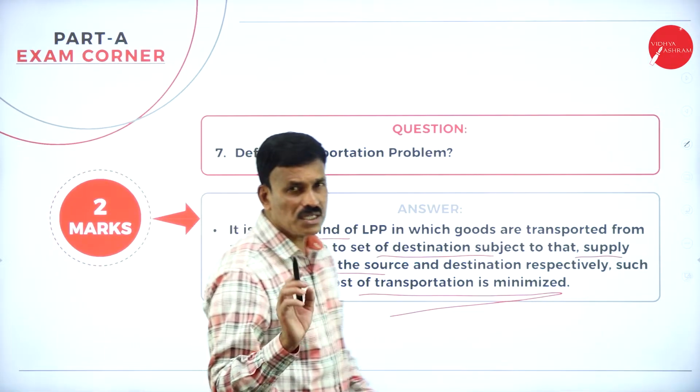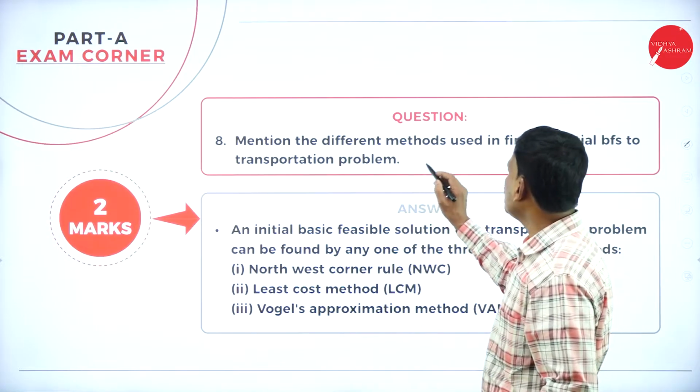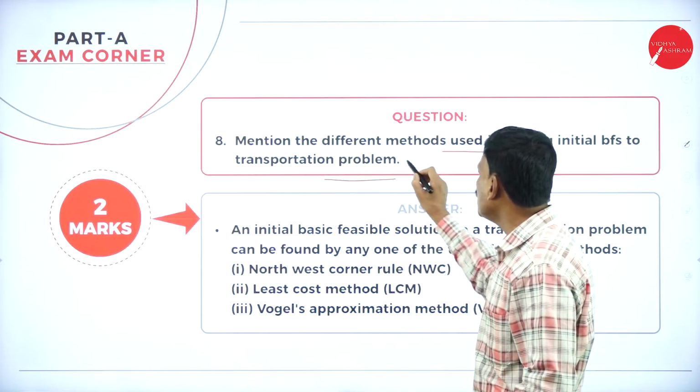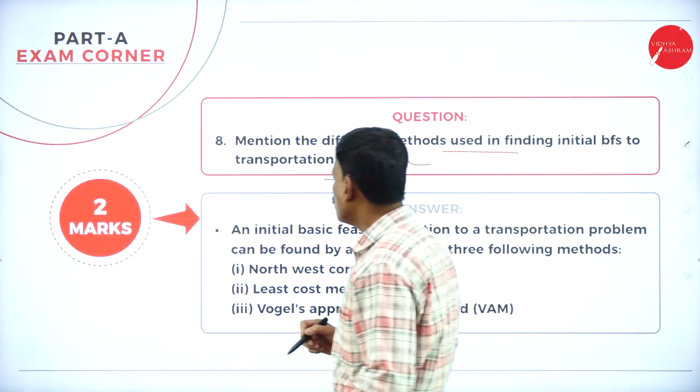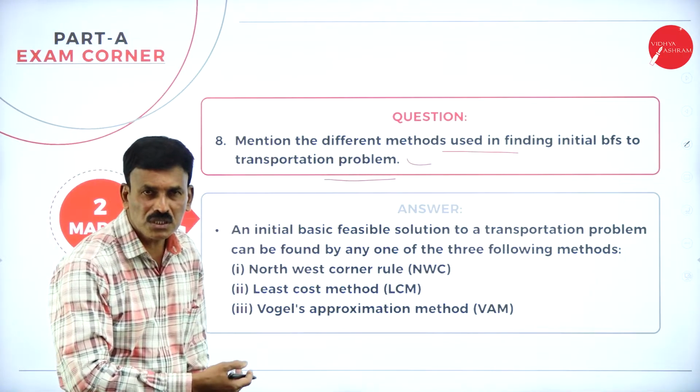Now let us come to the next question. What is question 8? Question number 8 is, mention the different methods used in finding the initial basic feasible solution of a transportation problem. You might have studied this. This is very important. You might have solved problems using these methods.